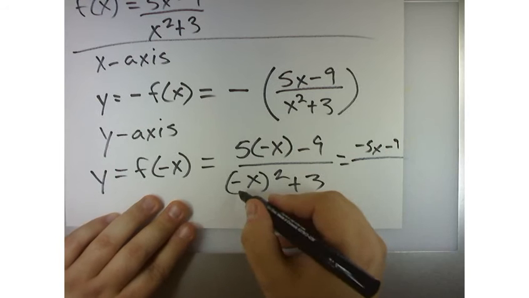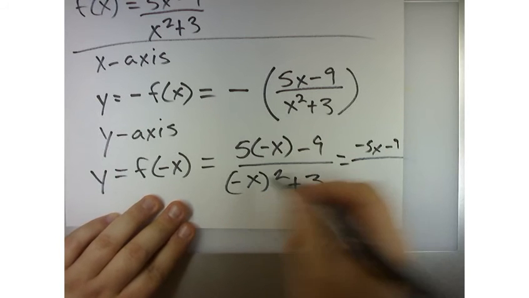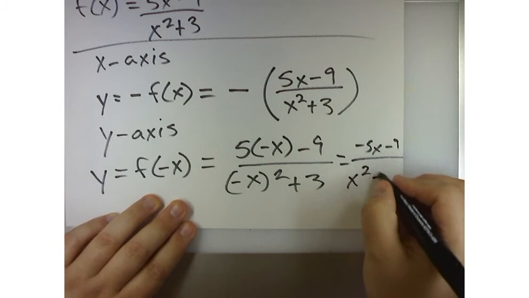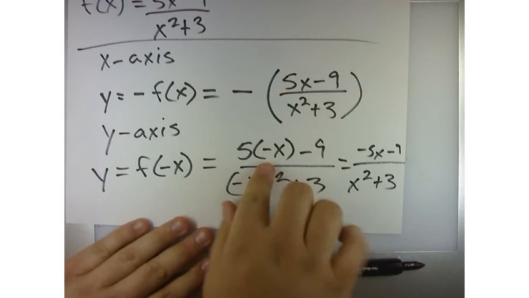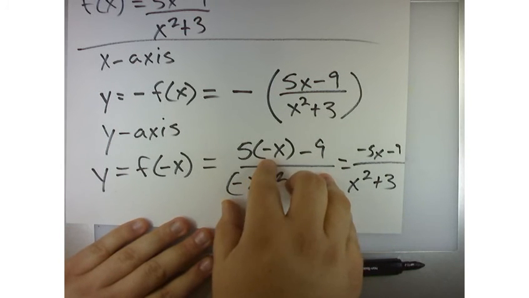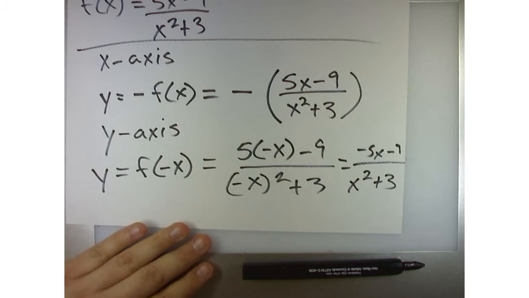By the way, when I take the negative x and square it, it's the same as x squared, right? No, because I'm just taking the negative x. Wherever there was an x, I plug in a negative x. Right? And that's it.